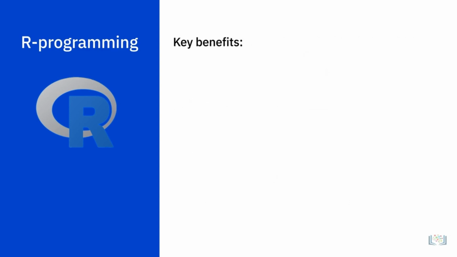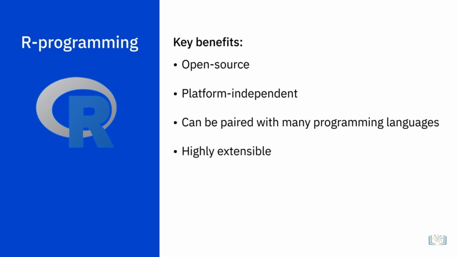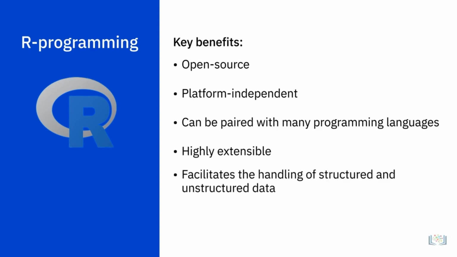Some of the key benefits of R include the following. It is an open source platform-independent programming language. It can be paired with many programming languages, including Python. It is highly extensible, which means developers can continue to add functionalities by defining new functions. It facilitates the handling of structured as well as unstructured data, which means it has more comprehensible data capability.